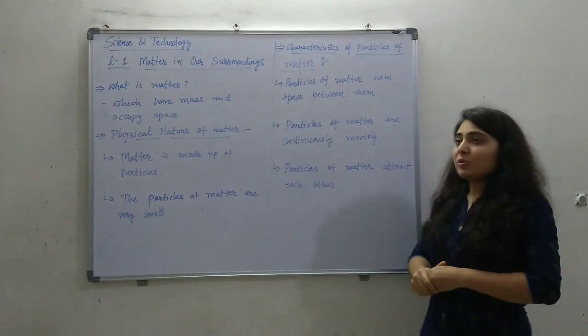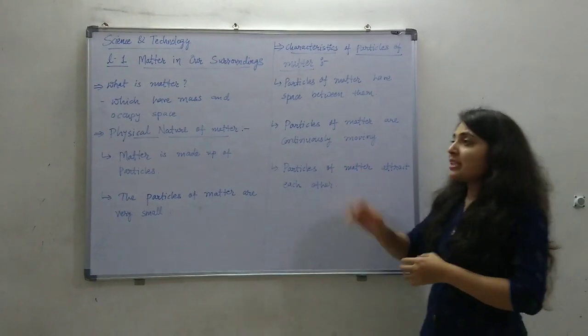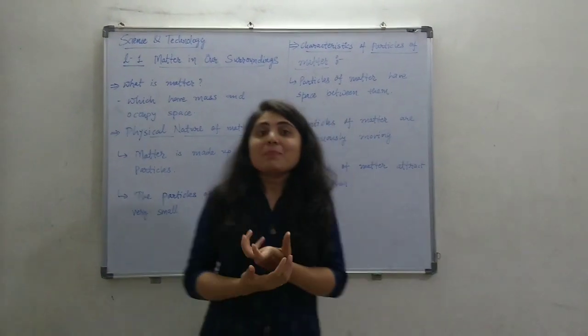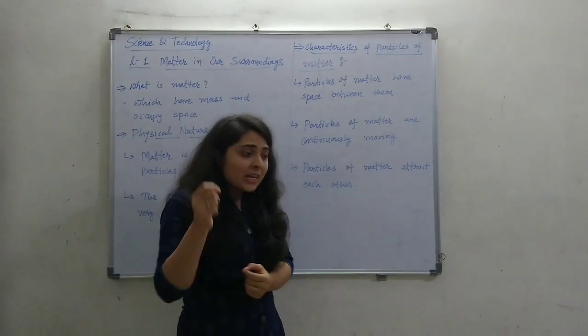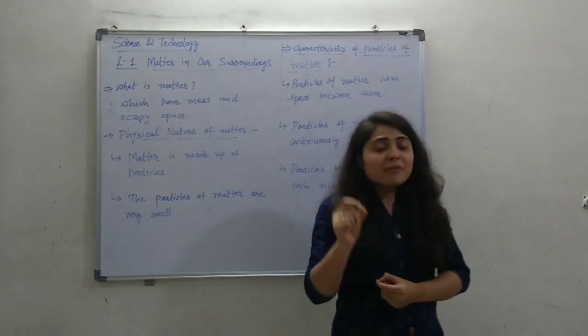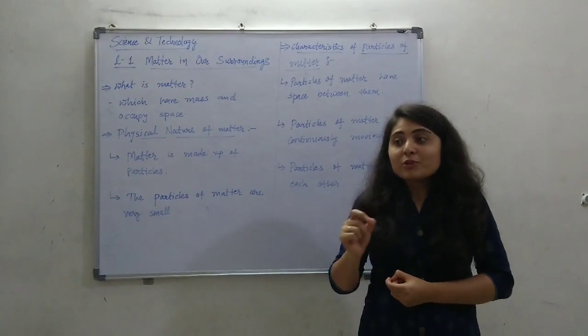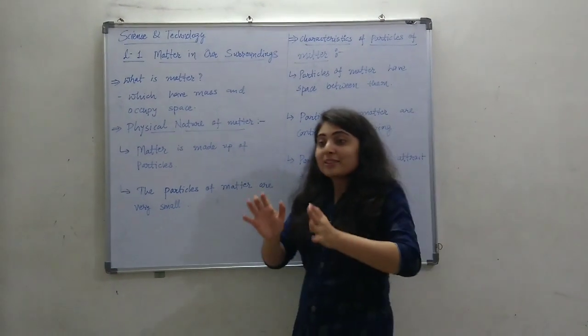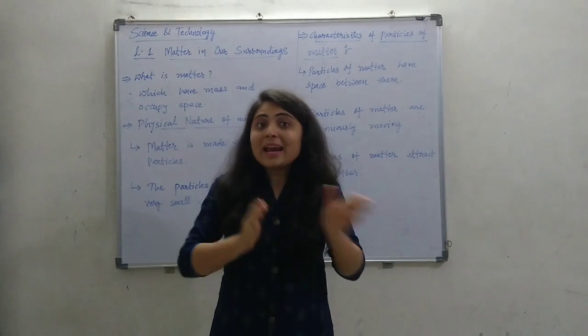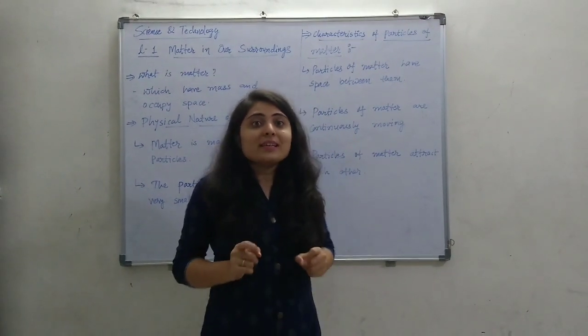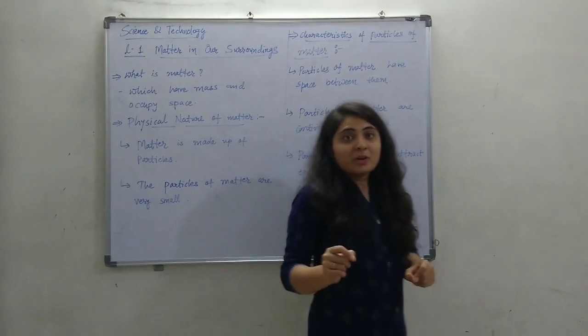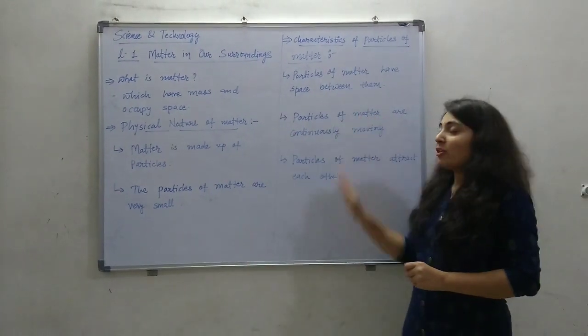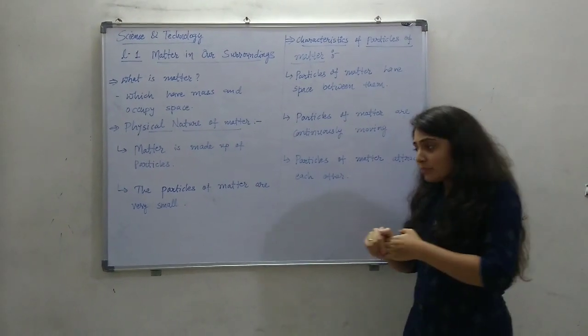So these are the three properties of particles of matter. In the universe, whatever we see, whatever is matter, that means whatever has mass and occupies space, all things are made up of matter, and this matter is made up of particles.